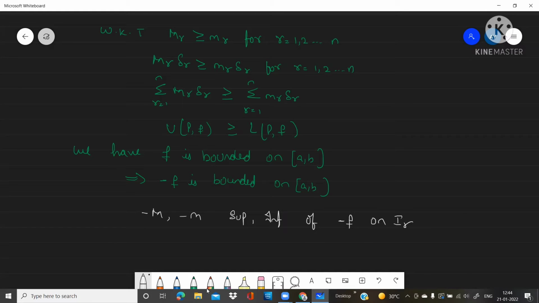Whenever capital M and small m are the supremum and infimum for F, then for minus F they become minus m and minus M as the supremum and infimum. So that is the reason we got this step. From the first bit, we solved that UPF is greater than or equal to LPF. Now moving on to the second bit.